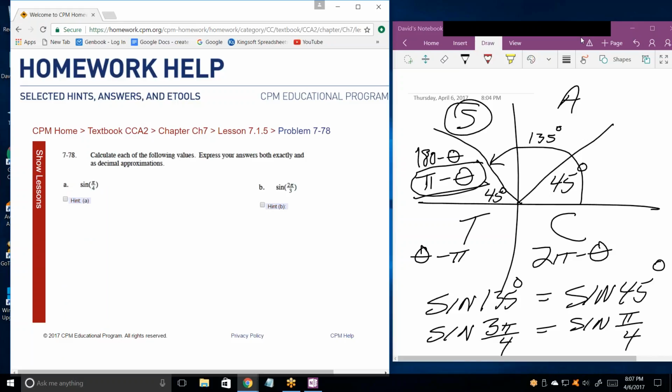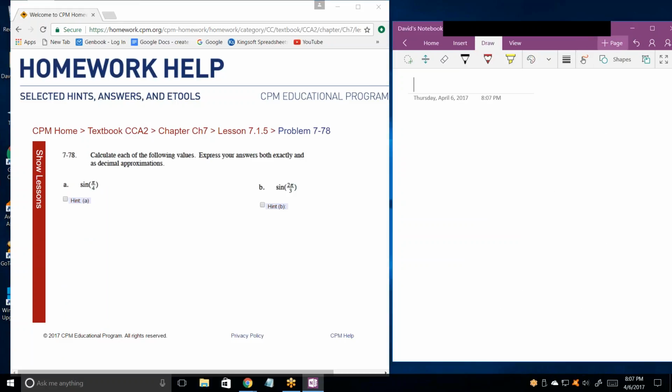Okay, calculate each of the following values. Express your answers both exactly and as decimal. So what is the exact value of this? 45 degrees. Well, it's the same as the sine of 45 degrees, but remember, when we take the trig function of an angle, we get a ratio. What's my ratio?